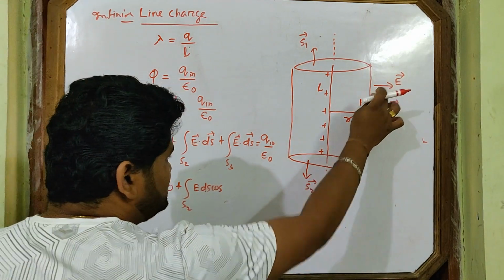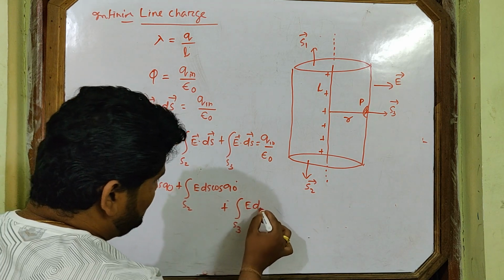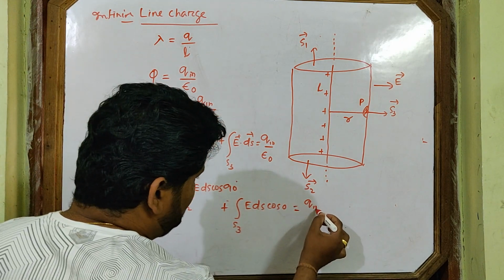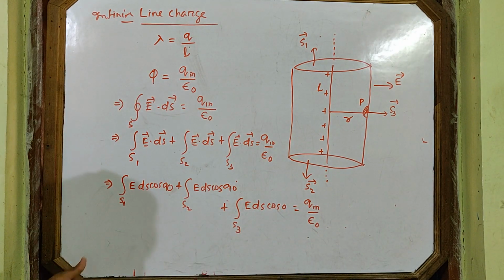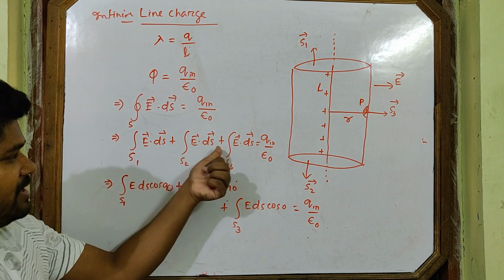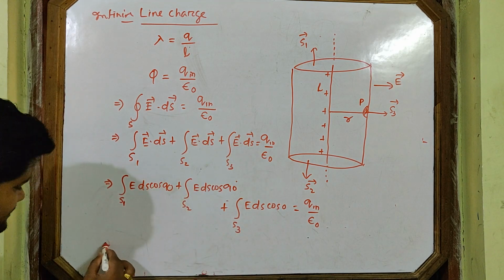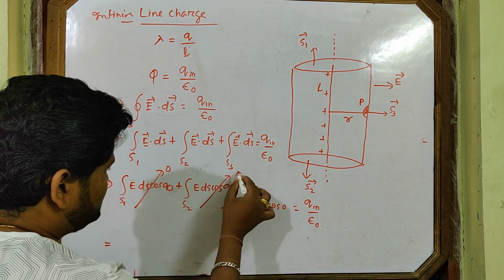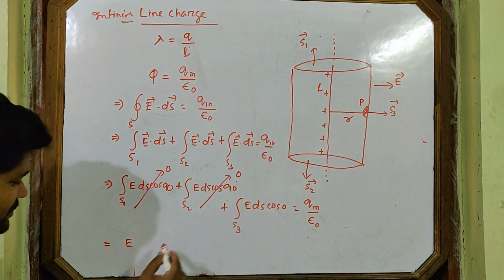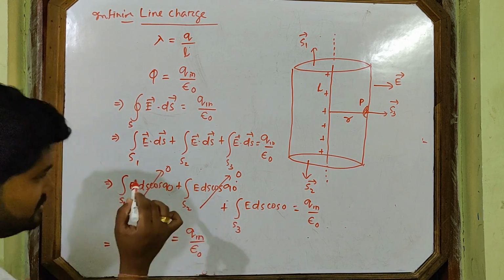Again for S2 the same thing happens. The angle is 90 degrees. Plus for S3, it is E ds cos 0, same direction, equals Q in by epsilon naught. Now you see, I am not giving the close symbol here. Here was the close, but here no close, because I split the closed surface into 3 surfaces. So you will not give any close symbol here. So this is now 0, this is now 0, cancel, and this electric field is constant on the Gaussian surface, same distance. So integration of only E ds equals Q in by epsilon naught.